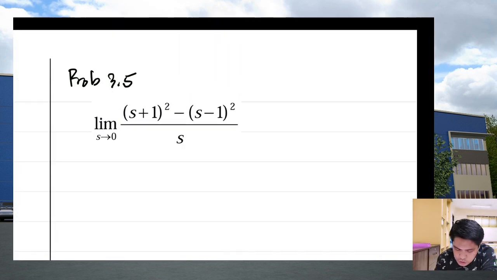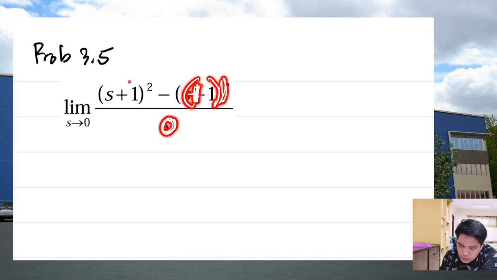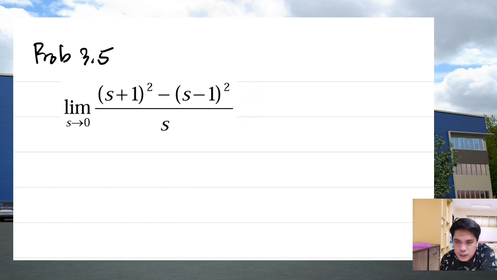Now let us proceed to problem 3.5, which is this. The limit of the quantity s plus 1 squared minus the quantity s minus 1 squared over s as s approaches 0. So if s approaches 0, you will notice na mas 0 to dito, no? Ito magiging negative 1 or positive 1 na to dito, then ito magiging 1 din. So it's indeterminate pa rin, 'di ba? At s equal to 0. So how do we solve this?